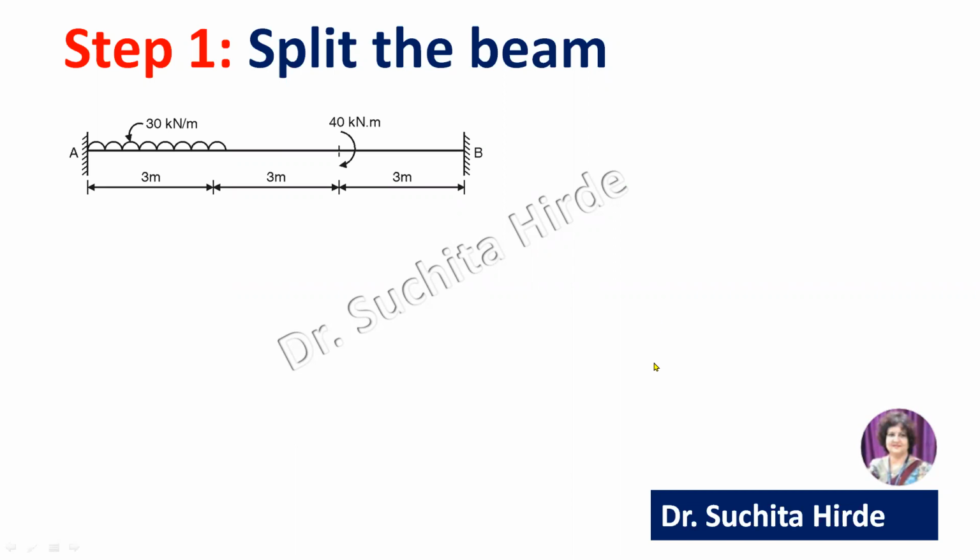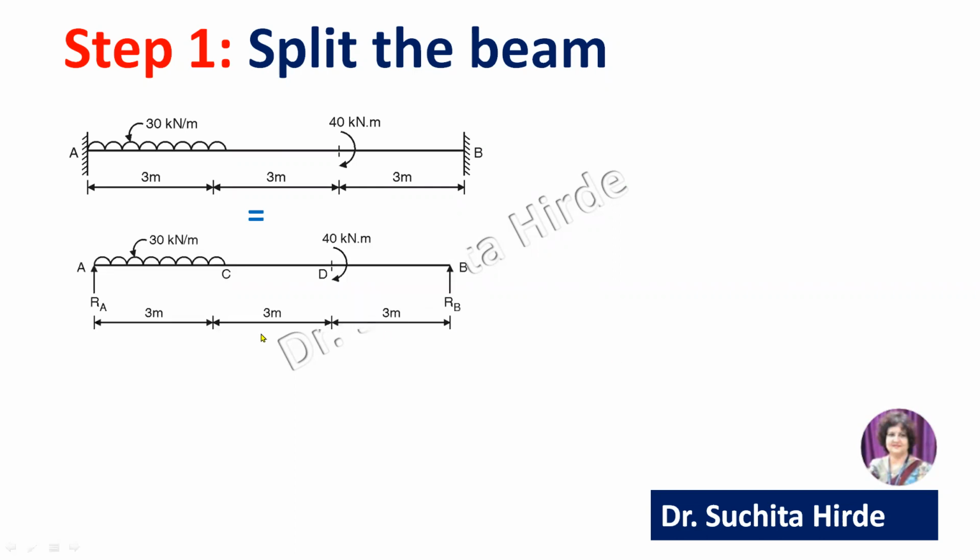So what we do in step number 1, we split up the beam like this. If you remove the redundant reaction, it will become a simply supported beam, and on second beam we will apply the moments. So this combination of these two is the given beam. So step number 1 is split the beam into simply supported beam with load and then simply supported beam with the support moments.